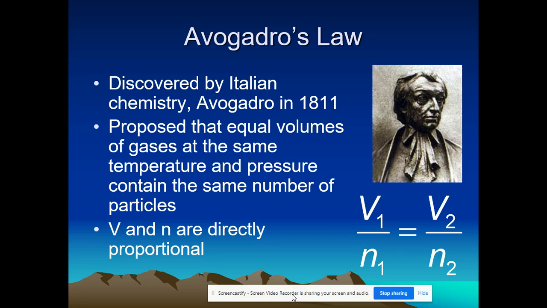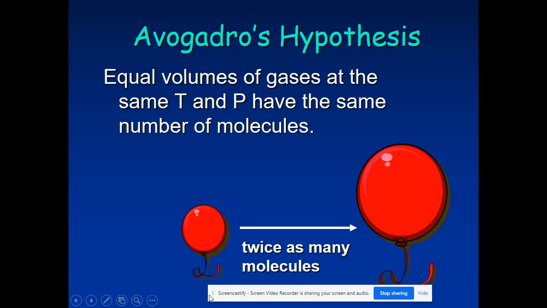So what he said, too, was that volume and number of moles are directly proportional. So we have V1 over N1 is equal to V2 over N2. So here, he said that if you have the same volume, you have the same number of particles. So if you have a different volume, twice the volume, for example, you would have twice as many particles. In some cases, that would be molecules.